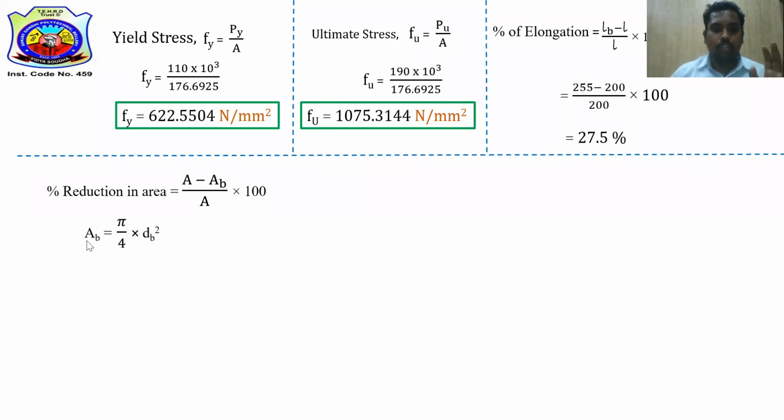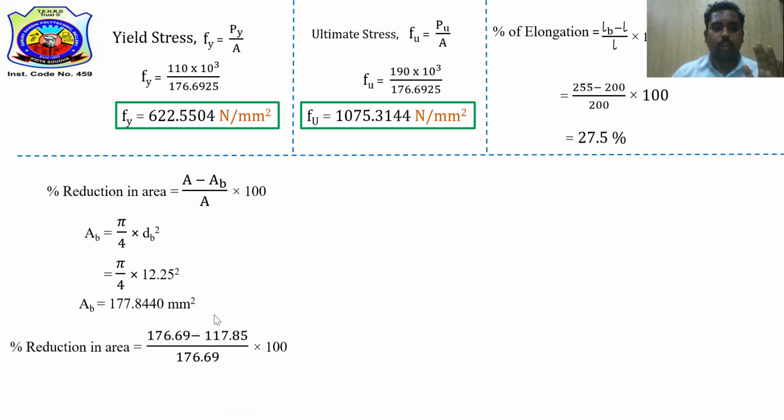On substitution, we know the value of db also. Pi by 4 into db, which is 12.25, square. Since it has a square, I have put a square. On final calculation, I'll get the value Ab equals 177.8440 mm square. This is the final answer for Ab.